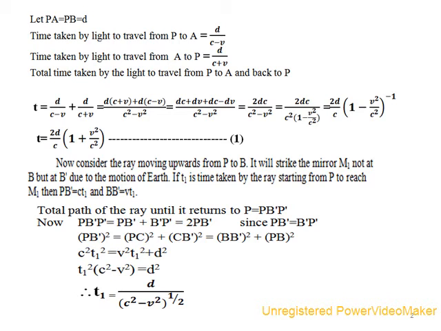This is equation 1. Now consider the ray moving upwards from P to B. It will strike the mirror M1 not at B but at B dash due to the motion of the Earth.